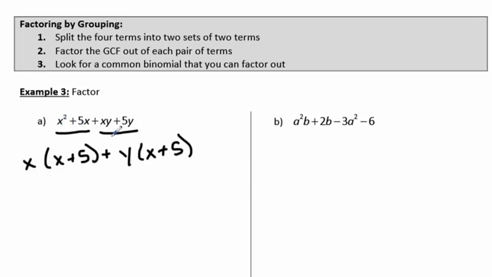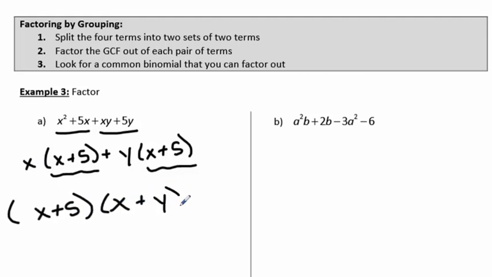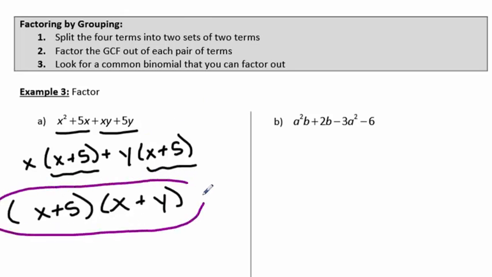By factoring the first two terms and the second two terms separately, I've got two sets that have a binomial in common, and I can factor that binomial, x plus 5, out. And if I factor that out, I'm left with x plus y. So I've got a product of two binomials here as my result. This is called factoring by grouping.